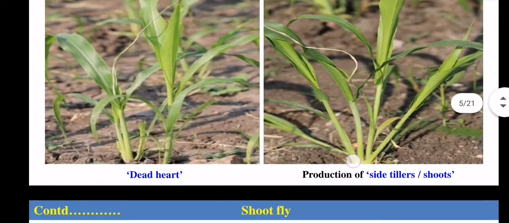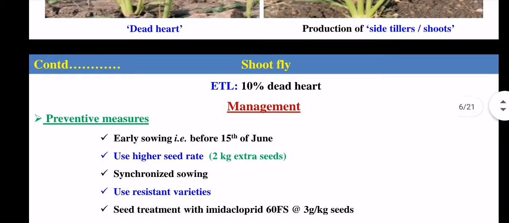Now the economic threshold level is the level at which we have to apply the management strategies or different chemicals. The economic threshold of shoot fly is 10% dead hearts. If you observe 10% of plants affected with dead hearts, then you have to make sure to apply the different management strategies.